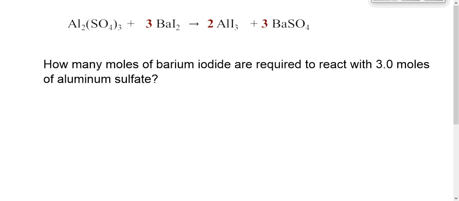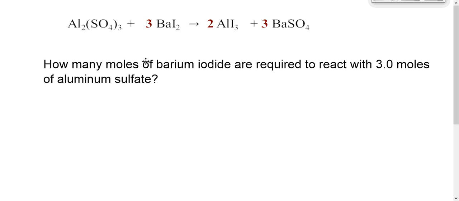Okay, this video is going to be the second part of our review for stoichiometry and for chemical reactions. The reaction we're going to do is aluminum sulfate plus barium iodide to make aluminum iodide plus barium sulfate. How many moles of barium iodide are required to react with 3 moles of aluminum sulfate?